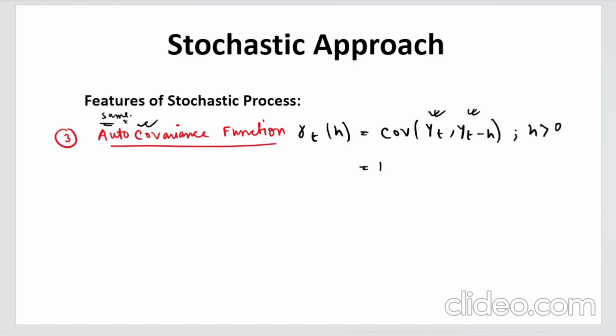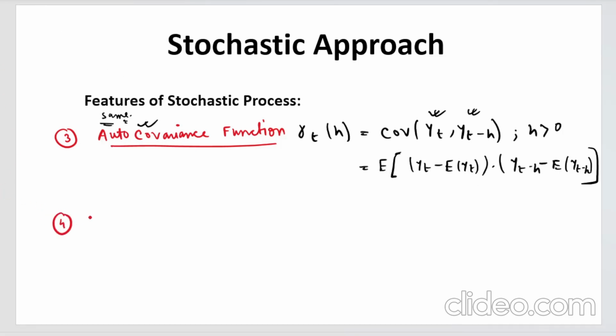And how is it defined? It is basically the expectation of (yt minus expectation of yt) times (yt minus h minus expectation of yt minus h). So this is the simple formula. You might have seen this in statistics also.